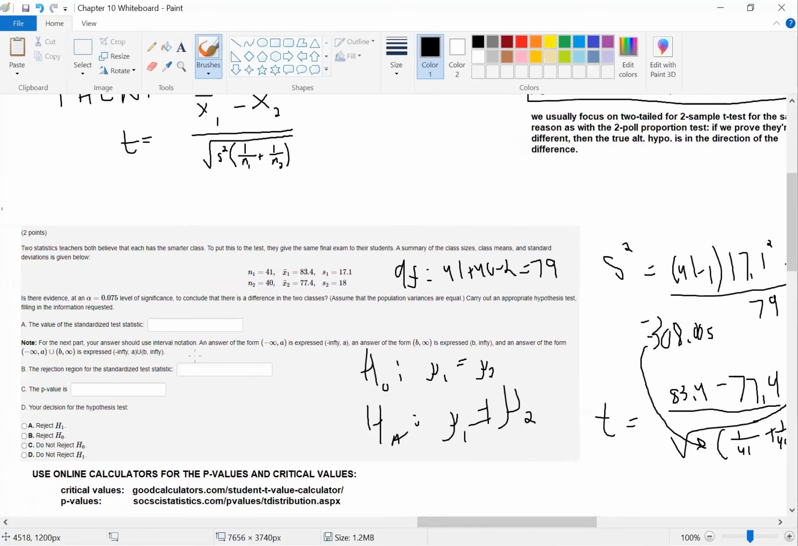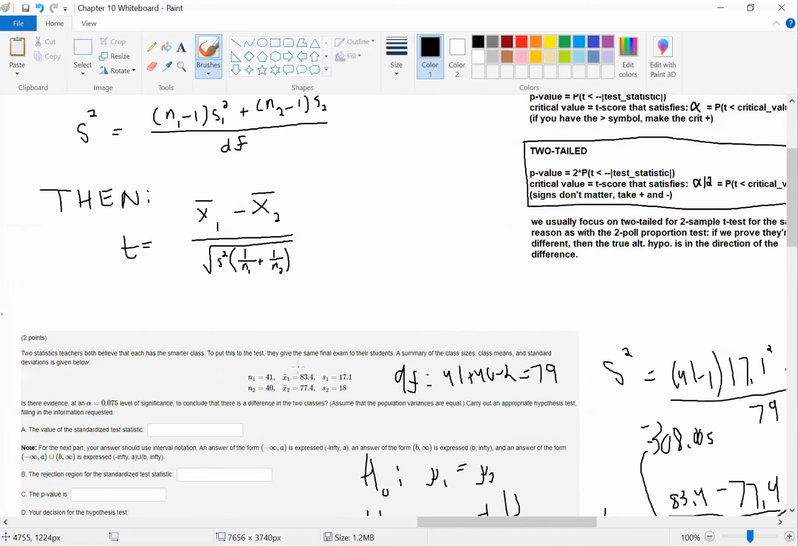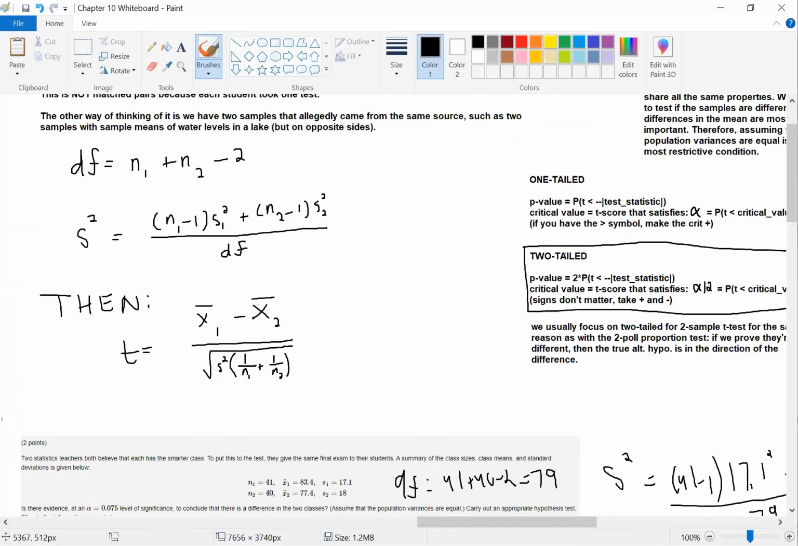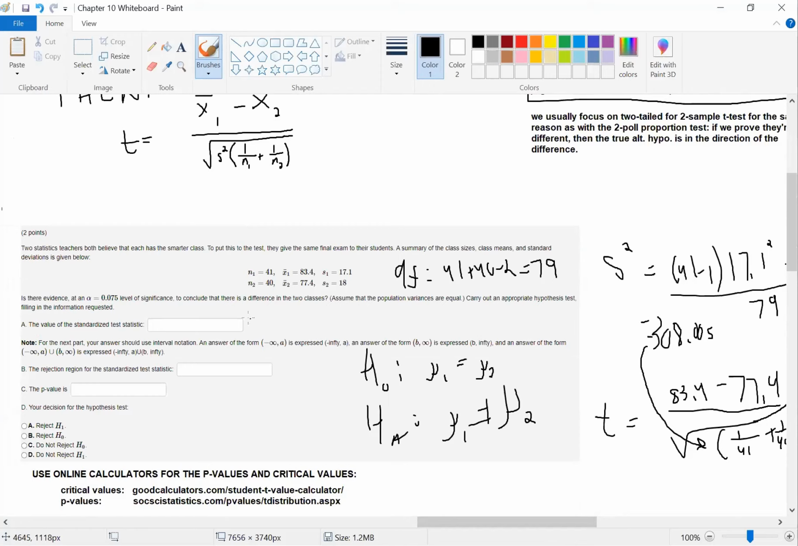Now we need to get our region. For the region, we have to go from alpha over 2 on both ways, because as you recall, if we're dealing with two-tailed, it's the critical value of alpha over 2. In this case, 0.075 over 2 is 0.0375. It's equal to p, t is less than the critical.